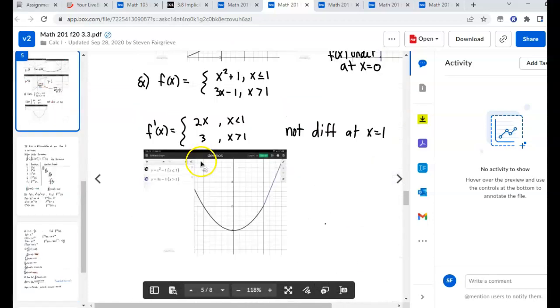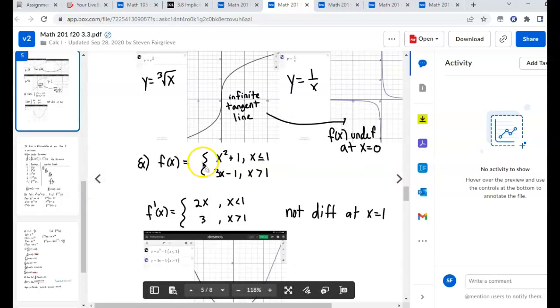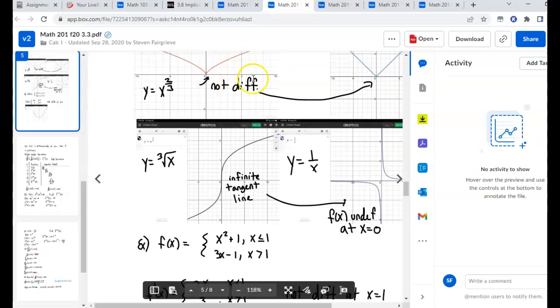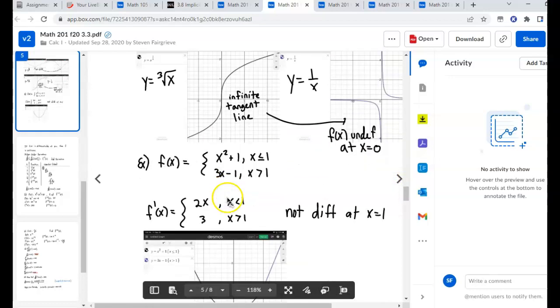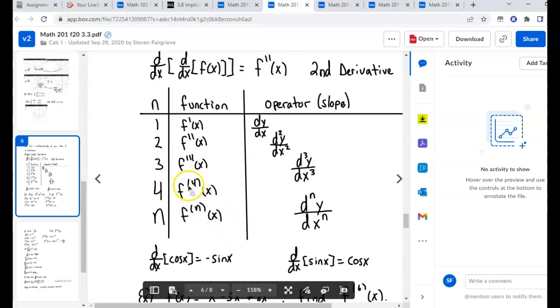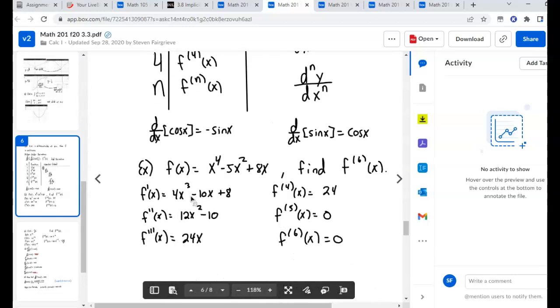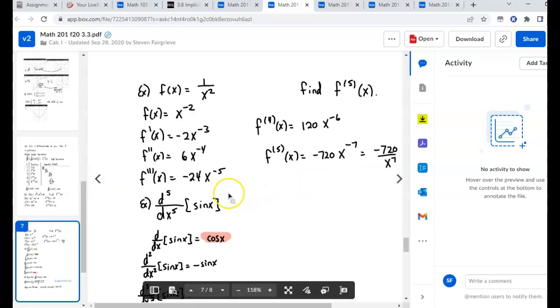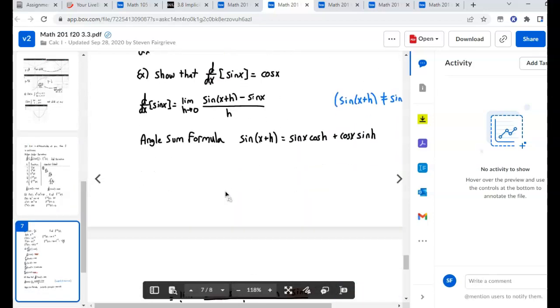And of course, we talked about what it meant for something to be differentiable. Its derivative exists, so that doesn't happen at sharp points. That doesn't happen when you have either a vertical asymptote or an infinite tangent line, or with piecewise functions when you switch from one piece to another. It's not a smooth curve. We then talked about the notations for higher derivatives. We did some quick examples with some higher derivatives. Okay.